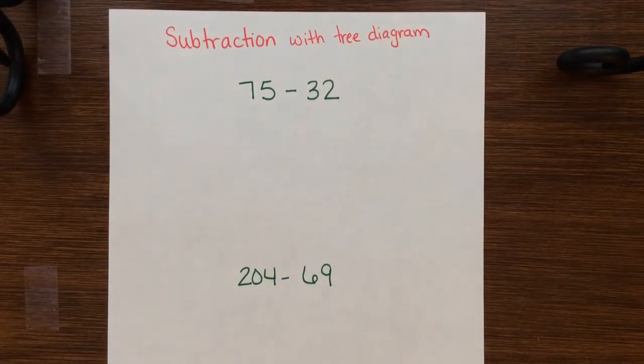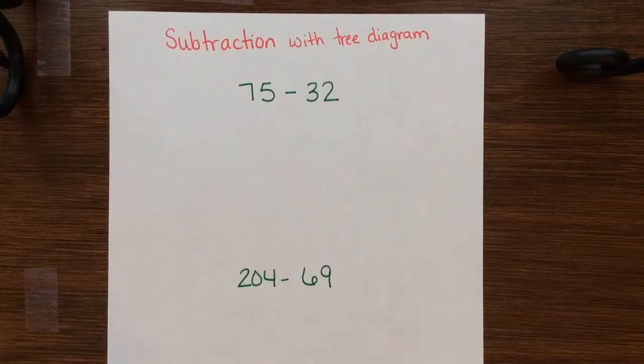Subtraction with a tree diagram. Subtraction with a tree diagram, or subtraction with partial difference, requires the kids to have the ability to say we can go into the negative numbers, that we still owe something, or that we don't have enough of something.